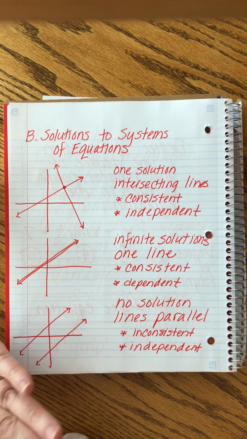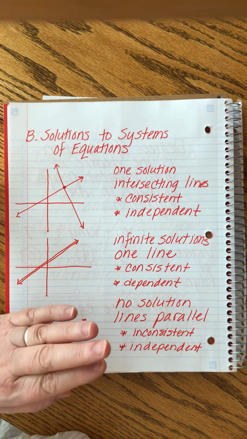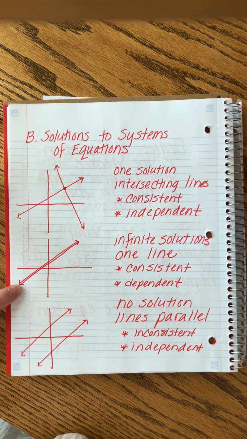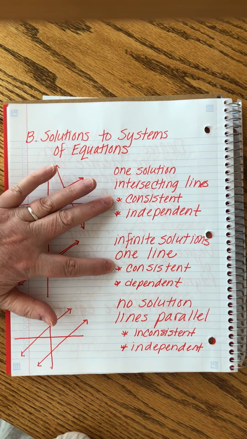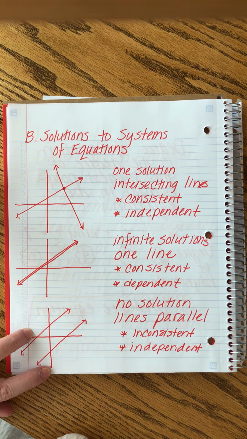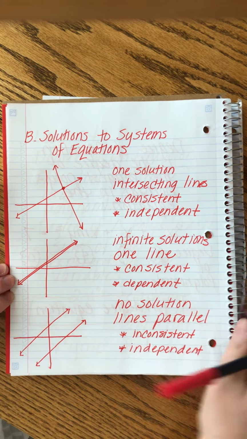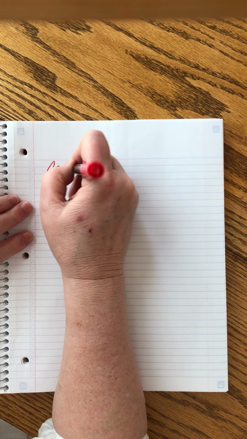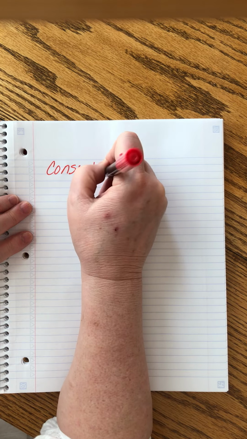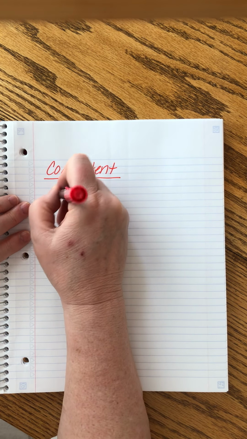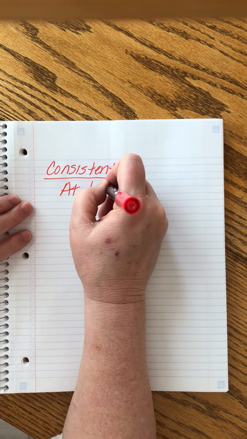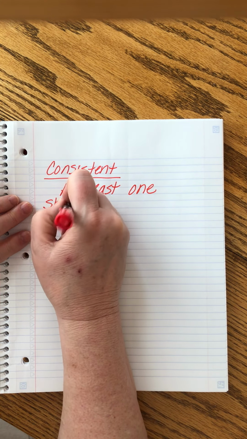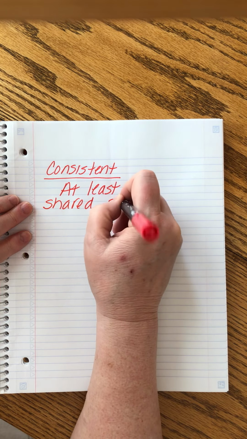Consistent means there's at least one shared solution. There's one shared solution. There's an infinite number of shared solutions. So these two are both consistent. This one does not have any solutions, so it is considered inconsistent. So here's our definition of the word consistent: at least one shared solution.